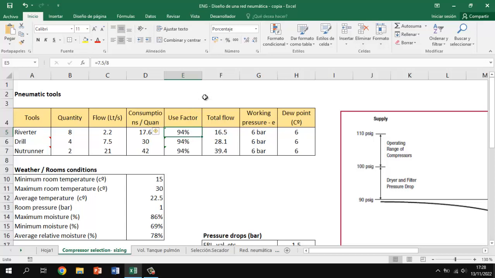So now you have a total demand, but the time is going to depend on the time. So you have a new total flow now. You should multiply by the percentage of use factor, in the case of the consumption per quantity. So you have a total flow for converter, for drill, and for runner, and then you sum that, and then you see this is the total flow. In this case, it is 84.